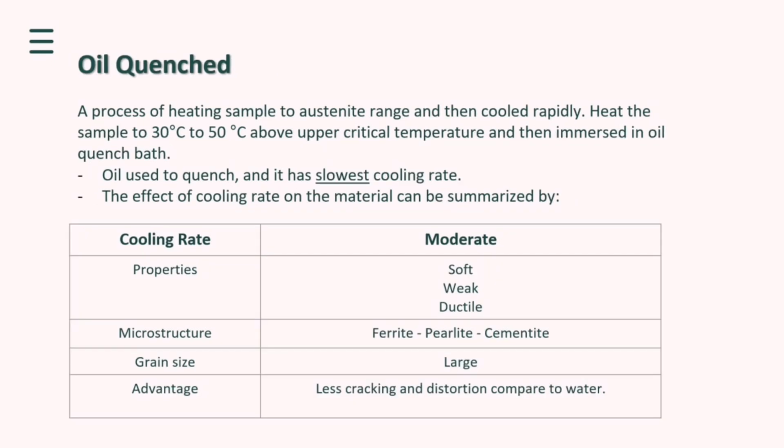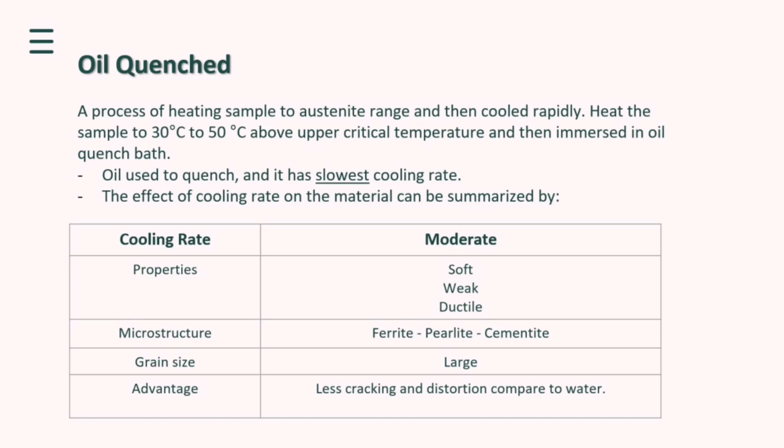The third one is oil quench. It is the same because it's quenching or hardening. We heat to 30 to 50 degrees Celsius above the upper critical temperature and then immerse in an oil quench bath. We use oil because it has a lower cooling rate and it should give a different result.